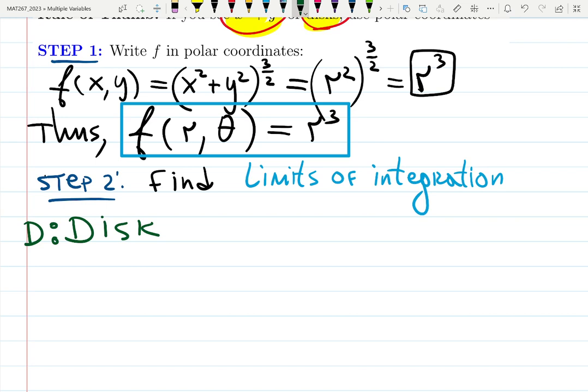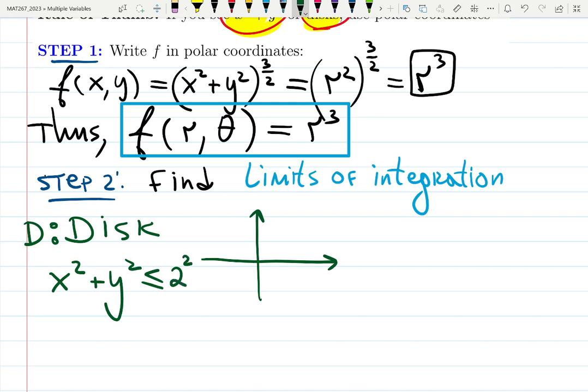D is a disk. Let me sketch the graph. This is how the disk looks. This disk is not just a general disk, it's a specific one. X squared plus y squared less than or equal to 2 squared, that's how I can write it down, 4. So it's centered at 0 and has radius 2, like that. Is this a disk on the picture?